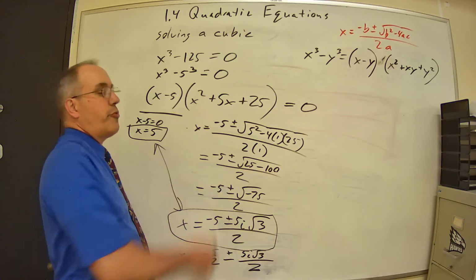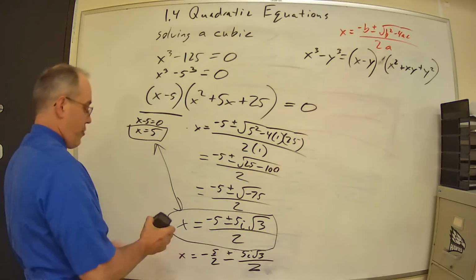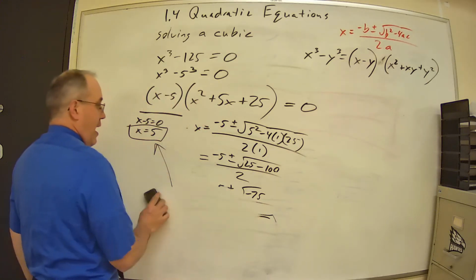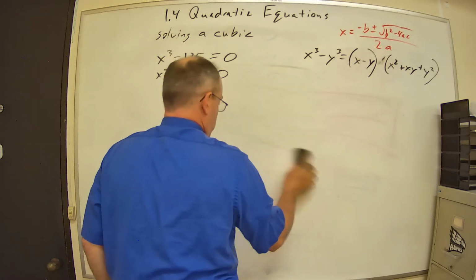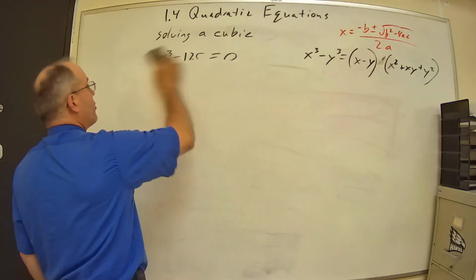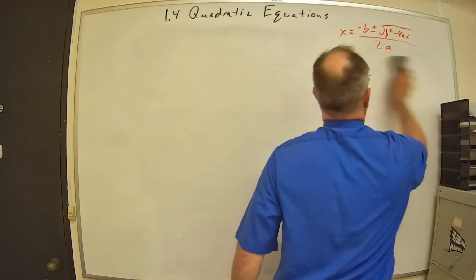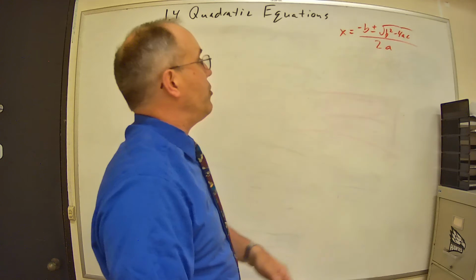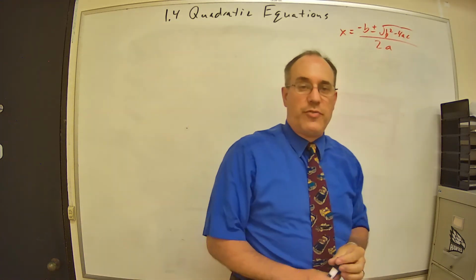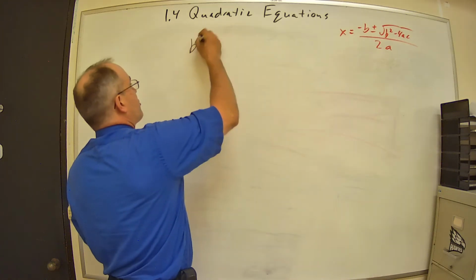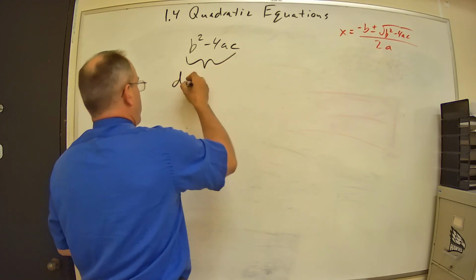So let's look at the quadratic formula and how we can determine whether we have complex roots, real roots, and how many of them there will be. So I'm going to leave this up here, and I'm going to look at this. We've got the square root of b squared minus 4ac. b squared minus 4ac is known as the discriminant.